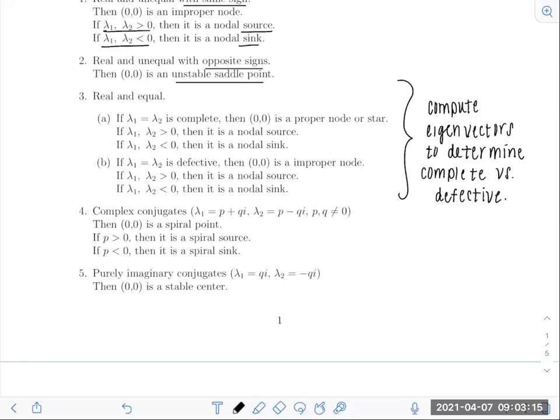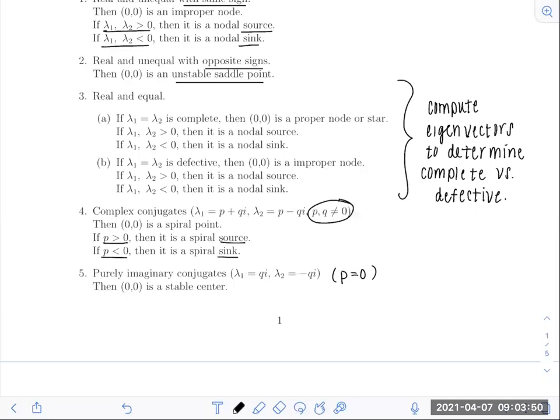And then we have 2 different cases for complex pairs. If they're complex conjugates that include real and imaginary portions, you can see here this clause at the end that p and q are necessarily non-zero. Then it's a spiral. If your real portion is positive, then it's a source. If the real portion is negative, it's a sink. And if you get purely imaginary conjugates, here, notice that p is equal to 0. The real portion vanishes. Then you have a stable center.